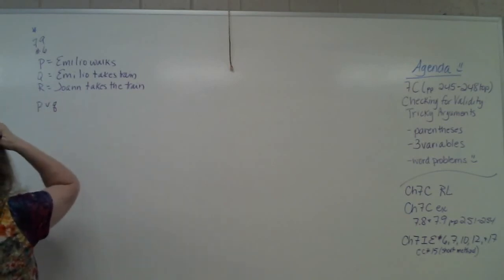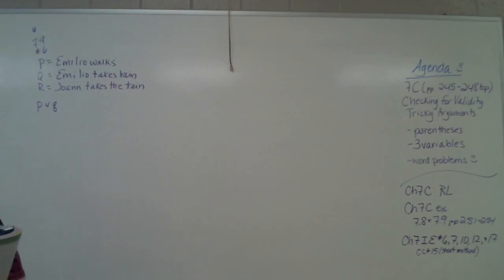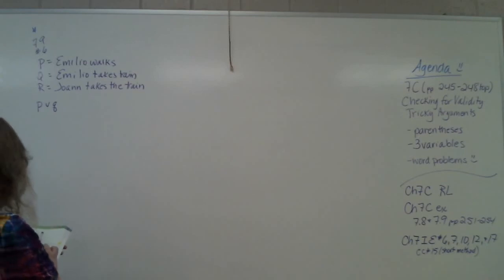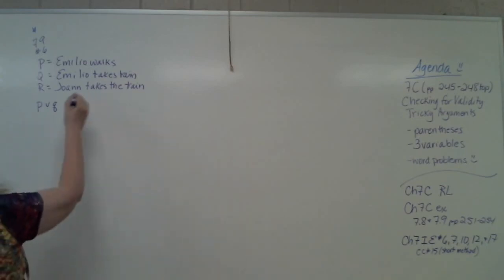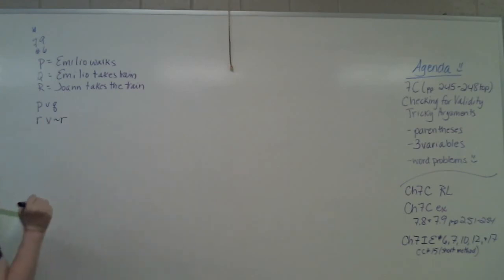And either Joanne takes the train or she does not take the train. Now, in this case, we have a second premise. The and there is not used as our formal conjunction. It's a language thing, okay? And we know this because our next word is either. So we have another one of those. So either Joanne takes the train or she does not take the train. Okay, so R or not R.